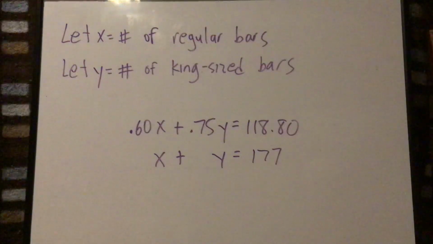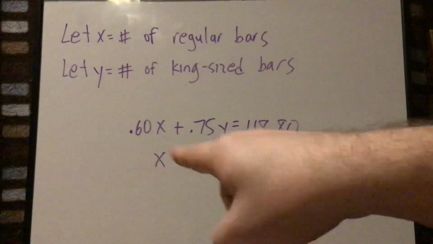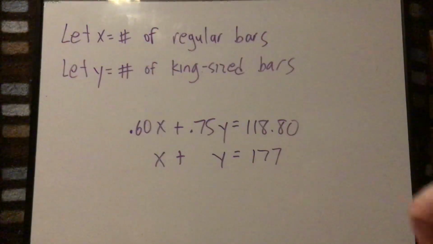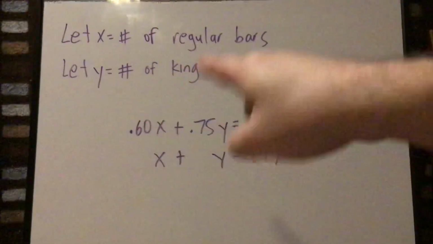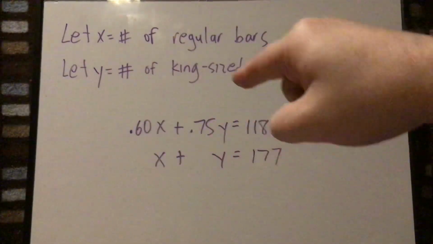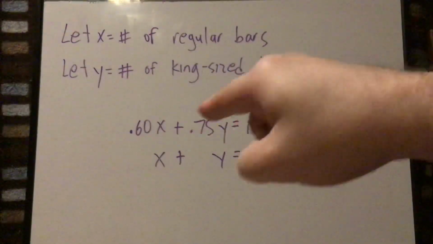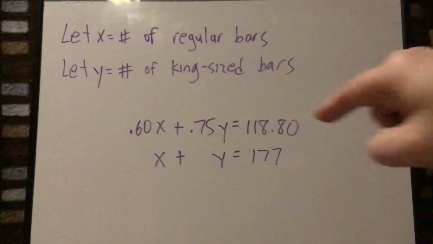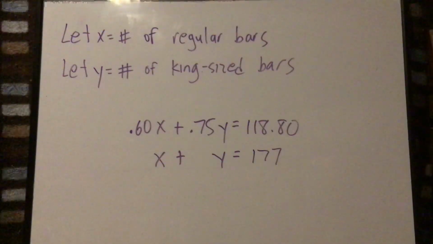All right. So as I'm going through this, I want to make sure that I have the proper weights, or the proper multiples or scalings on them. So down here, the scalings are 1. Basically, one set of regular and one set of king size gives me 177. But up here, it's 60 cents times the number of regular bars I have that will give me the amount that I brought in from regular bars. 75 cents times the number of king size bars will give me how much money I've brought in from king size bars. Combine them together, I get my total, $118.80.